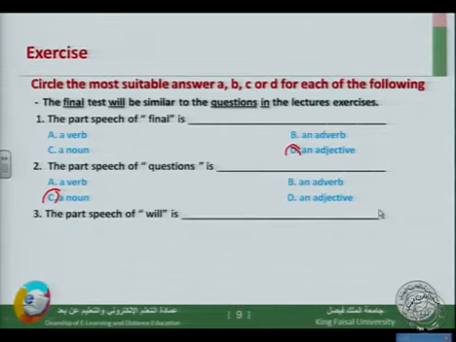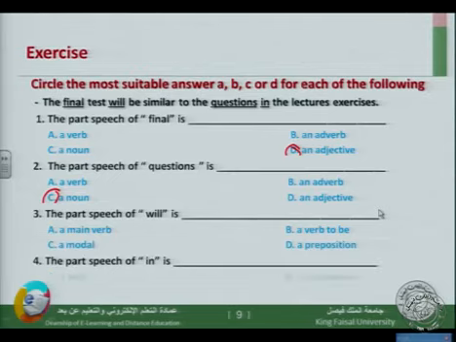The part of speech of will is a main verb, modal, verb to be, preposition. It's called a modal. The part of speech of in is a verb, a preposition, a noun, an adjective. It's called a preposition. A preposition means a prepositional particle.